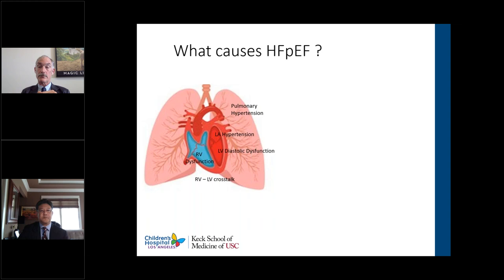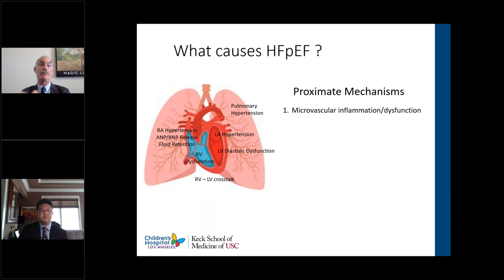And ultimately, there are increases in right atrial pressure and release of the hormones ANP and BNP, which promote water and sodium absorption. But what is the proximate cause? What's happening at a molecular level? There are really three things that apparently cause HFpEF.